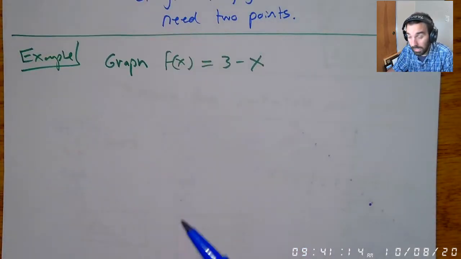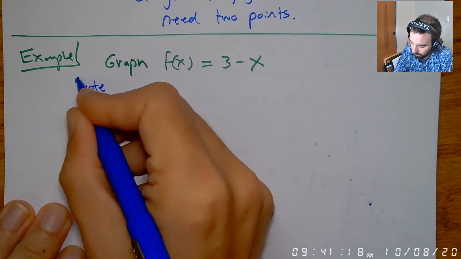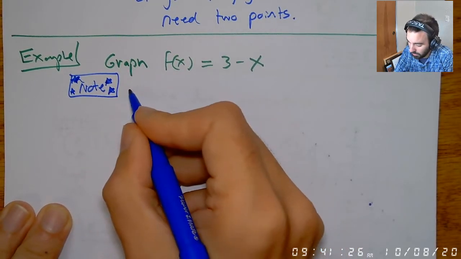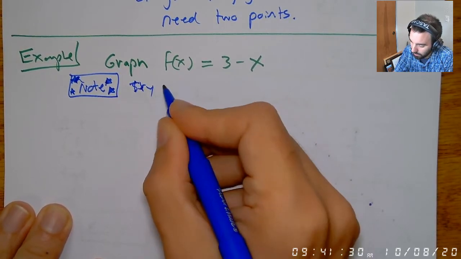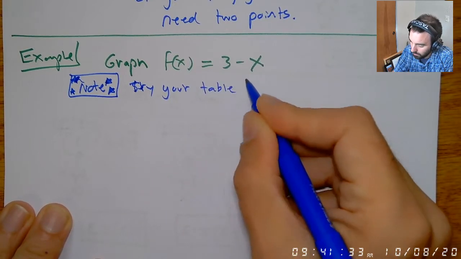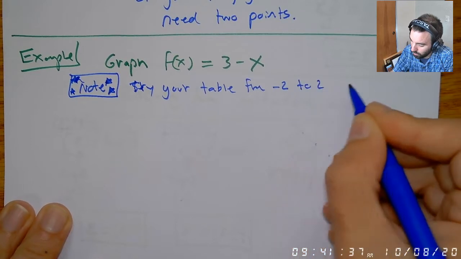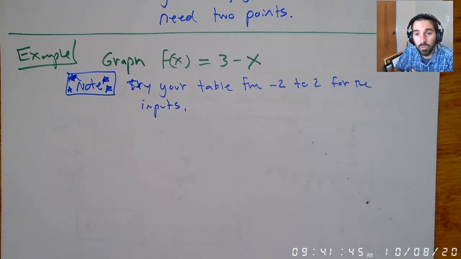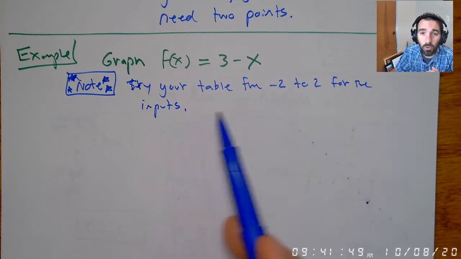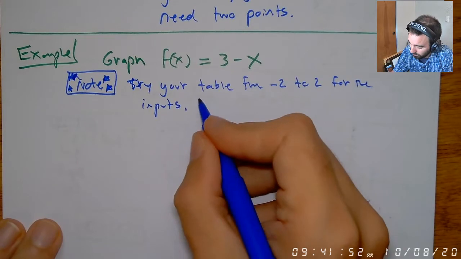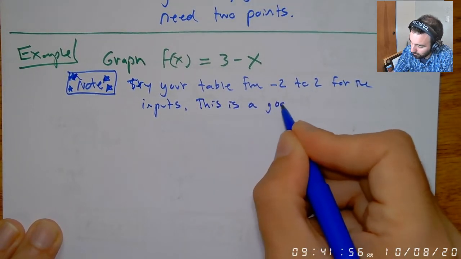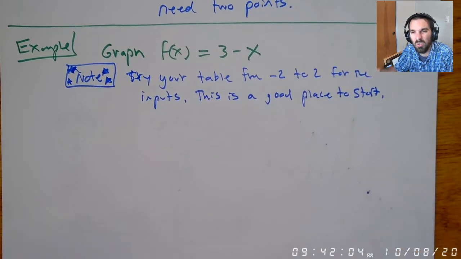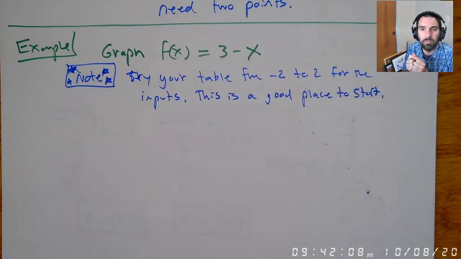Now, what I always do, so here's a note. Try your table from -2 to 2 for the inputs. Okay? Try your table from -2 to 2 for the inputs. And I'll show you what that means in just a second. This won't always be right, but it's a good place to start. Later, we're going to learn more about these functions, and we'll have more of a concrete way of knowing how to set up our table.